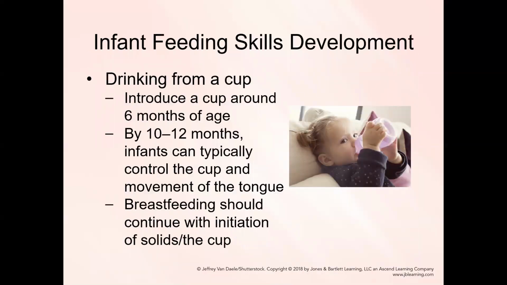Another thing that we think about is drinking from a cup. And so we can start to introduce a cup around 6 months of age. A lot of parents do it at that meal time. They'll offer a cup of water or a small cup of breast milk or formula. And it's not so much that we're expecting them to gain extra fluid at this time. It's more, once again, those social cues, and this is kind of what's expected. And if they spill it, it's not a big deal.